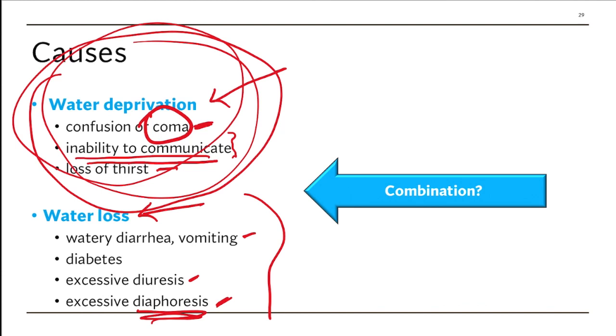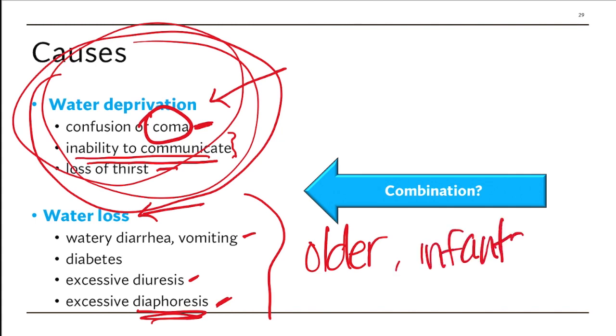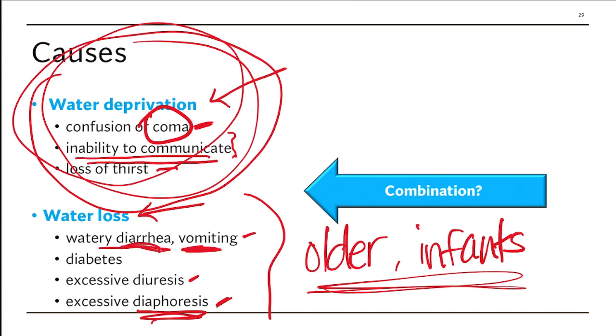The other way is the water loss, and this happens especially in the older populations and in infants. It can happen in any age group for sure, but it's much more common in these populations where you have a lot of diarrhea and vomiting. You've seen this in patients where they've had the flu. I mean, this is very much how older people die from the flu. They dehydrate.